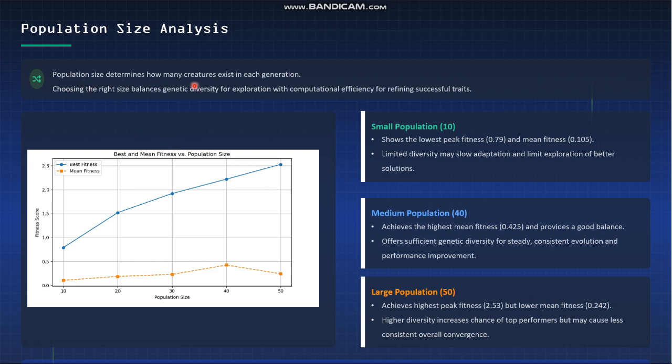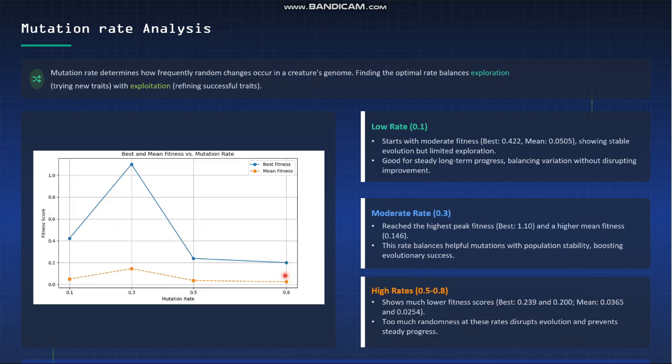Population size controls how many creatures are in each generation. With a small population of 10, we see the lowest peak and mean fitness, which means the creatures don't adapt well because there isn't enough genetic diversity. A middle population of 40 strikes a good balance, achieving the highest average fitness and steady improvement. A large population of 50 reaches the highest peak fitness but has a lower average fitness, suggesting more diversity but less consistent progress overall.